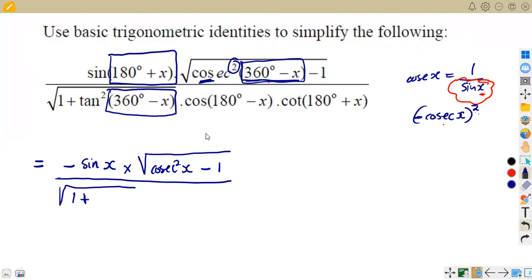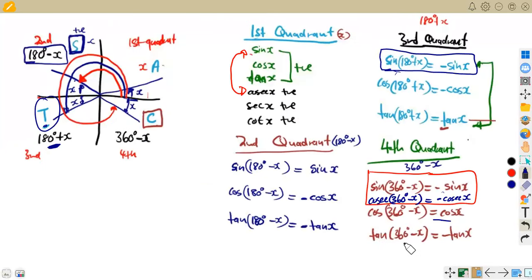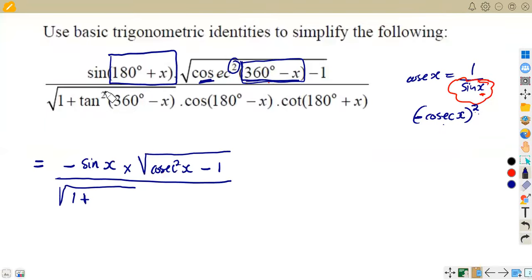So we need tan(360° − x), which is in the fourth quadrant. Remember, 360 minus x is in the fourth quadrant, and tan(360° − x) is equal to minus tan x. Here there's a square, so it is going to be (−tan x) squared, which is positive. So you're going to have positive tan squared x, multiplied by cos(180° − x).